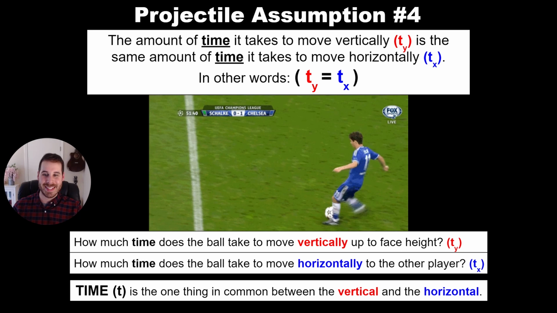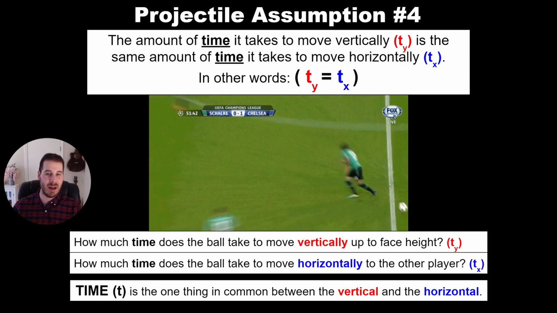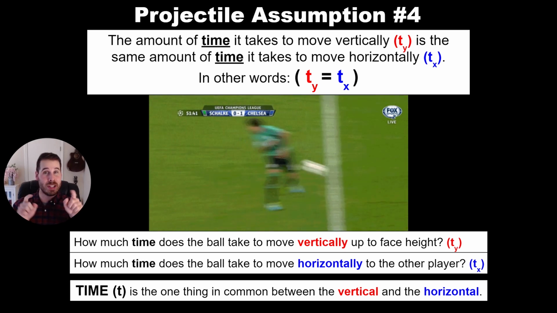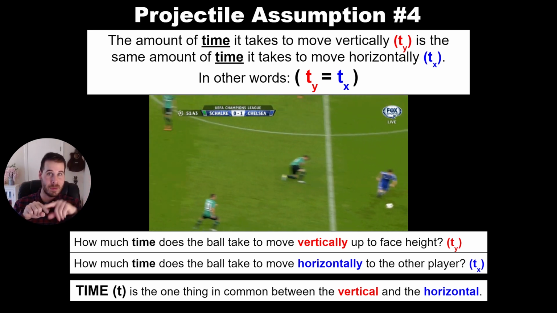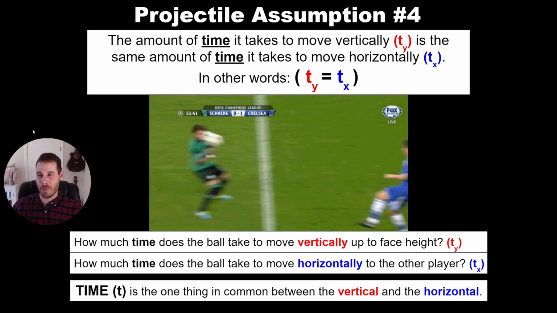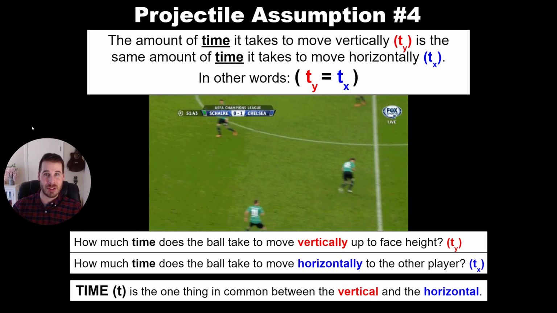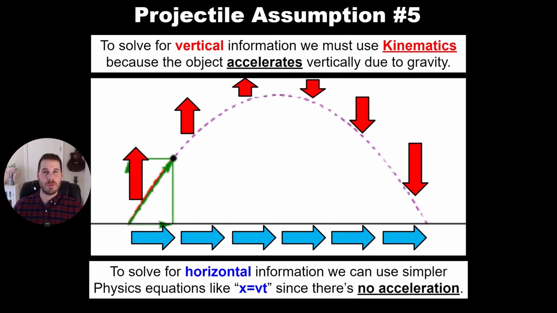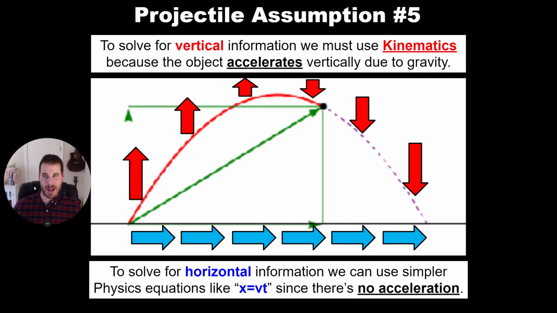So on the very bottom here it says time is the one thing that's in common between the vertical and the horizontal. And that means you can use it as a bridge to solve for different types of information, going from one thing to another. So time is going to be very important for you to be able to solve for in a projectile problem. Here's the final assumption, projectile assumption number 5.